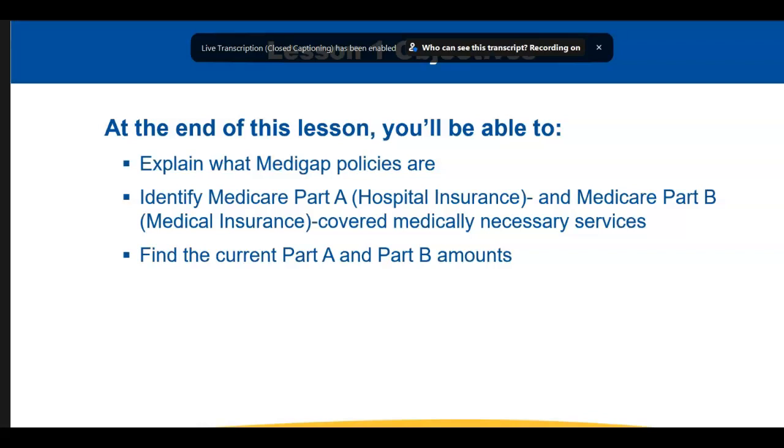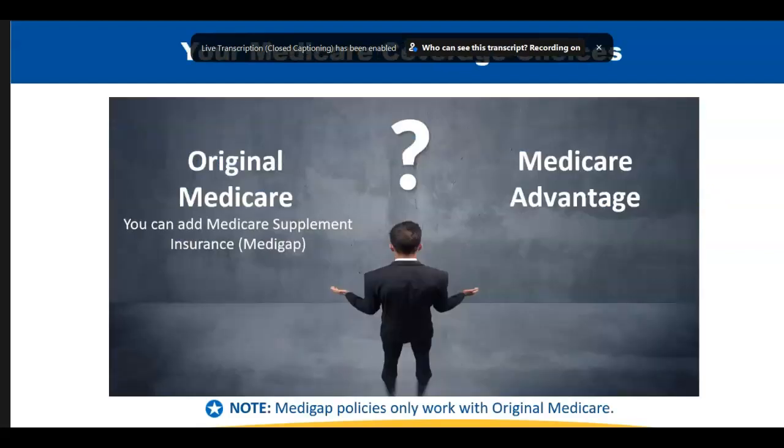Next slide, please. So at the end of this lesson, we're expecting that you'll be able to explain what a Medigap policy is. Just what is it? Identify what Medicare Part A hospital insurance is, contrasted with Medicare Part B, which is medical insurance, which covers medically necessary services. And then we'll also talk more about the Part A and Part B amounts, meaning it's essentially just what the premium costs are, what's covered on a very high level so that you'll understand the significance of why a Medigap policy is important.